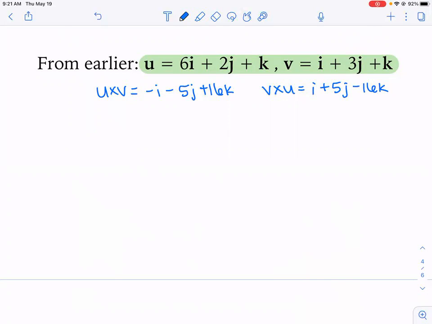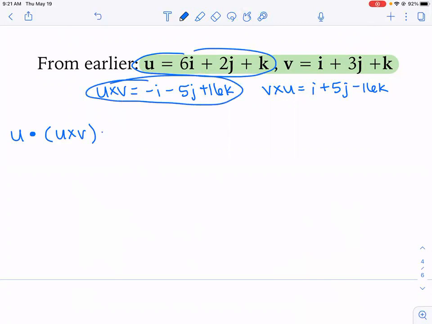I want to take U dot U cross V, okay? So I am taking U and U cross V and we're taking the dot product. So I'm going to take 6 times -1, and I'm going to add it to 2 times -5, and I'm going to add it to 1 times 16. What do we get? Cool.